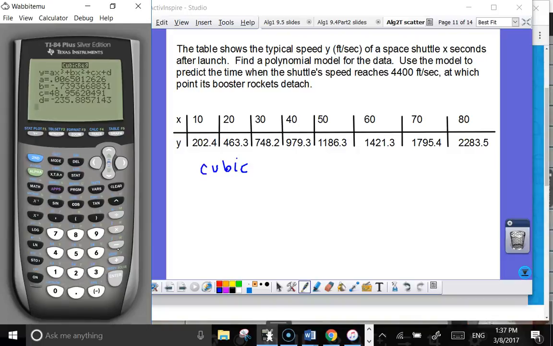Now, in this case, they're not actually asking us for the equation. They want us to make a prediction or actually do more like what I told you before. So we don't really need to write the whole thing down. That would be our equation right there. They want to know at what time, meaning what is the x value when the y value is 4,400 feet per second. So how do I find the x value for a particular y value?